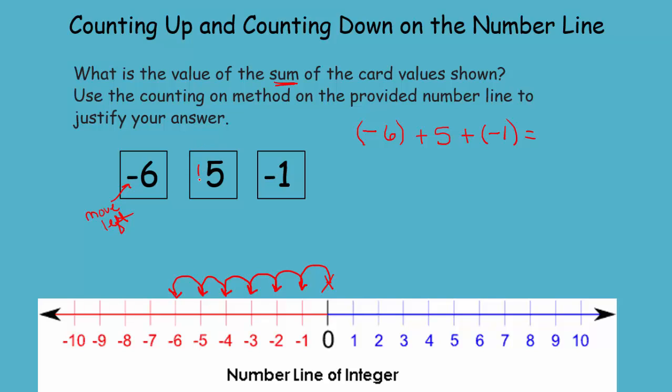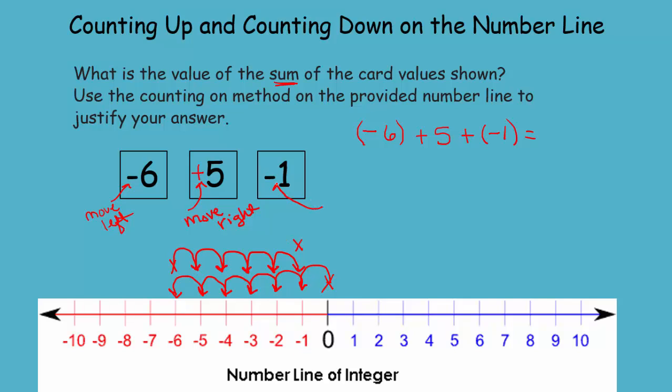Our second number is a positive 5. We know if no symbol appears, you assume it's a positive. Positive tells us to move right. So that says starting where we're at, negative 6, we'll now move right 5 units. 1, 2, 3, 4, 5 units to the right. Where are we now? We're actually at negative 1.